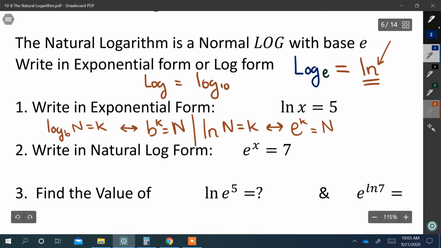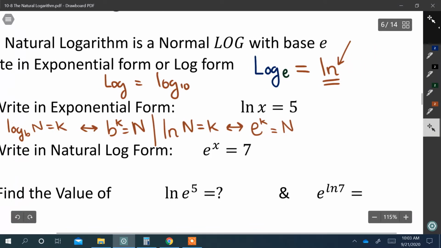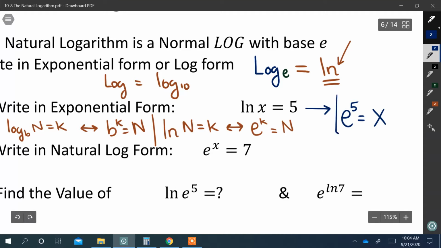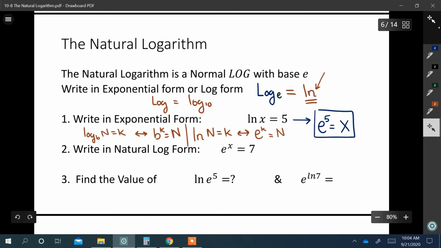All right, so how do we rewrite this again? It would be e. What is the k in this case? The k is 5. So e to the 5th is equal to x, which is n in this case. And that is how we write it in exponential form, just like how we wrote it before. It's just a little bit different.